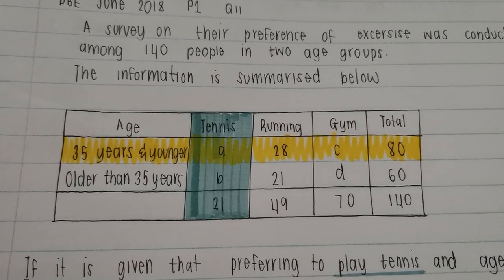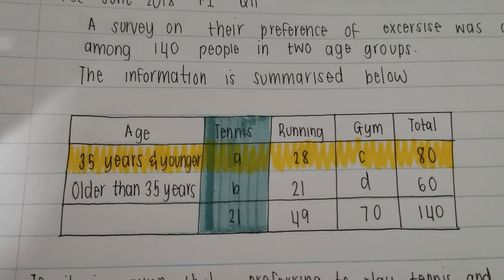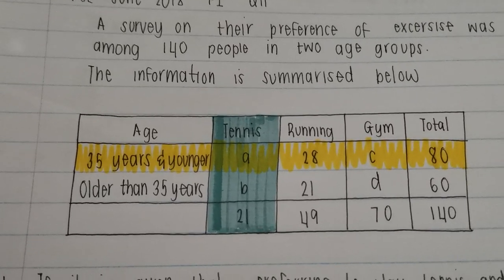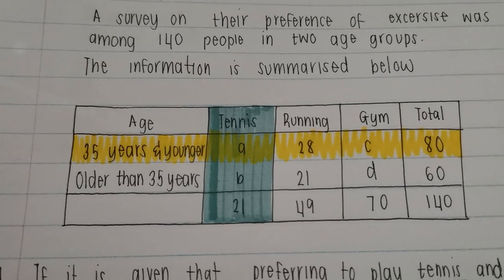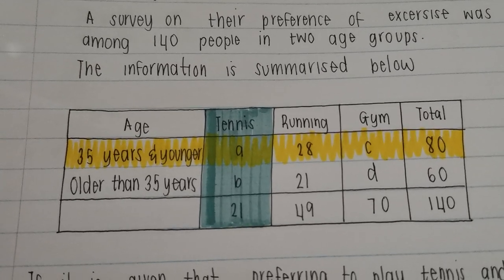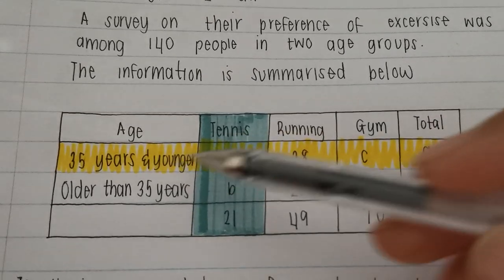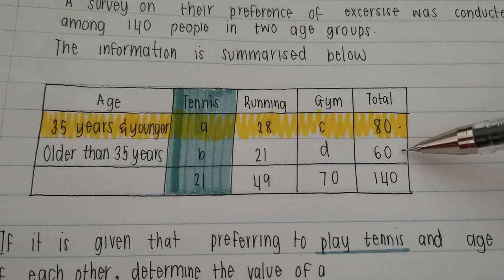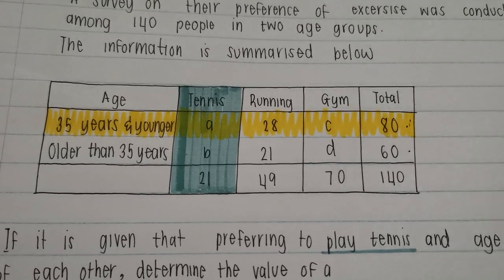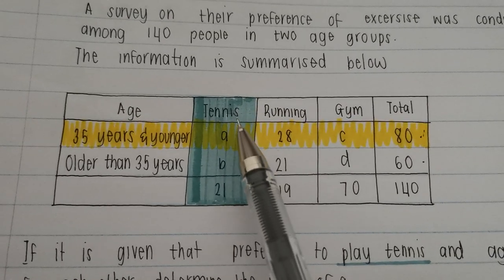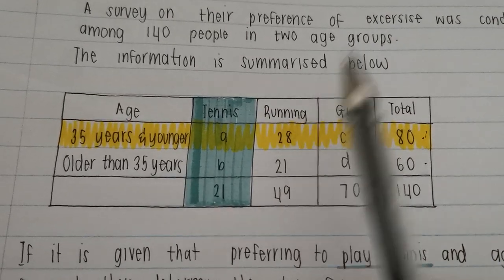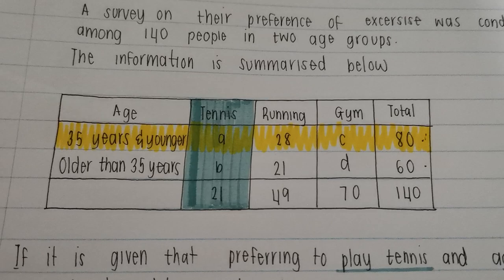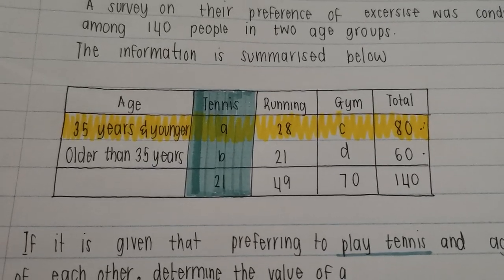With the contingency table, we summarize information for you. So this example said we are conducting a survey on a whole bunch of people, 140 people to be exact, and we categorized whether they were 35 years and younger or older than 35 years. So that's what we have over here. 80 of them were 35 and younger and 60 of them were older than 35 years. That's how we got the 140. From there, we asked them how many of them preferred tennis, how many preferred running, how many preferred gym. I think you were only allowed to choose between tennis or running or gym. You couldn't choose all of them at the same time.